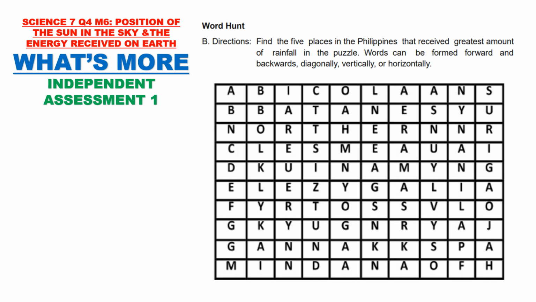Independent Assessment 1, Part B, Word Hunt. Find the 5 places in the Philippines that receive the greatest amount of rainfall in the puzzle. Words can be formed forward and backwards, diagonally, vertically, or horizontally.